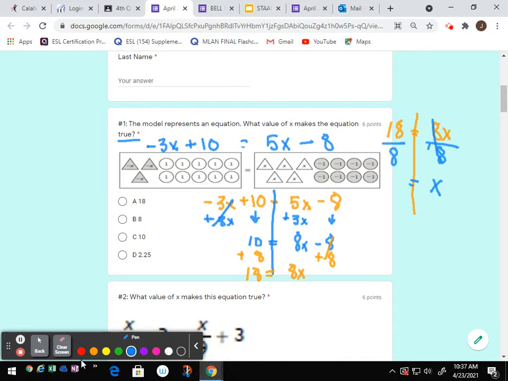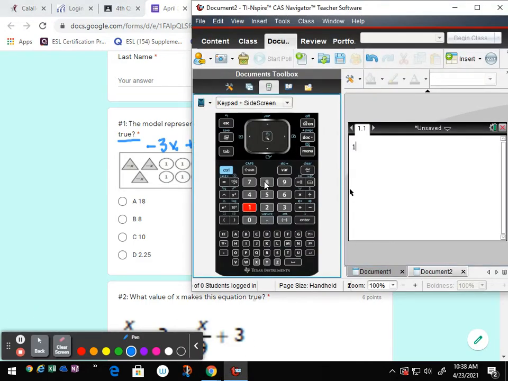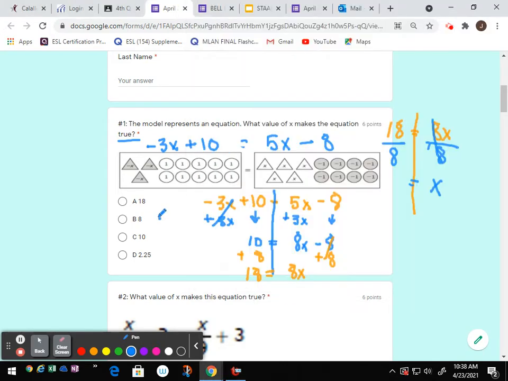So let's see what 18 divided by 8 is. We have 18 divided by 8. We'll press Control Enter to get a decimal, and we get 2.25. So x is equal to 2.25, which is answer choice D. D is our answer for number 1.